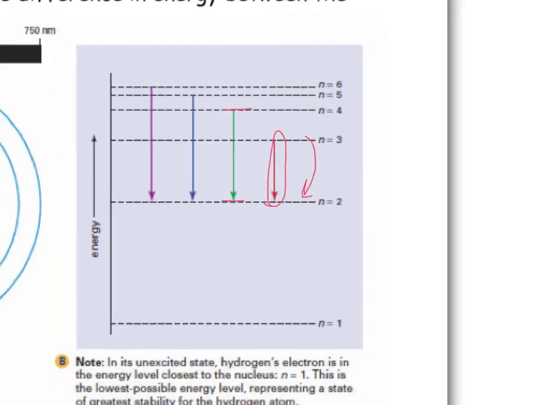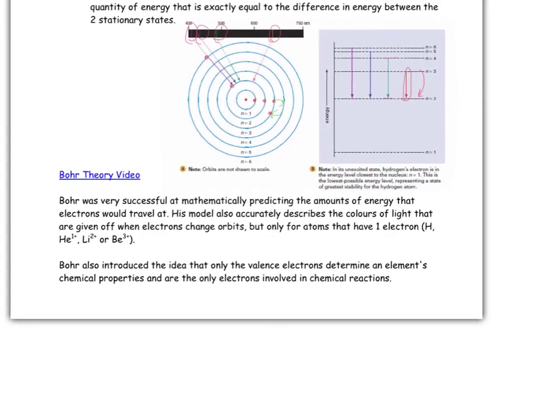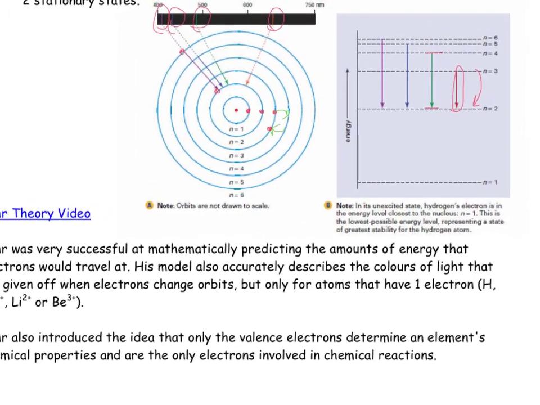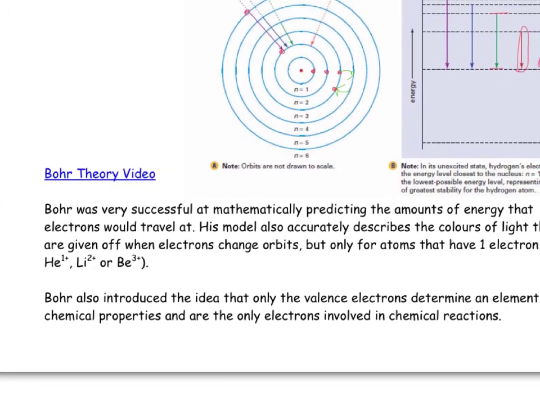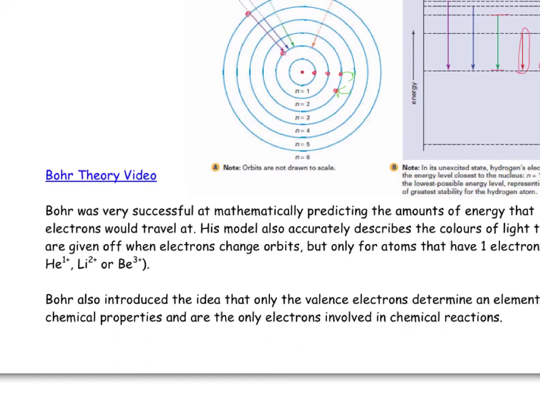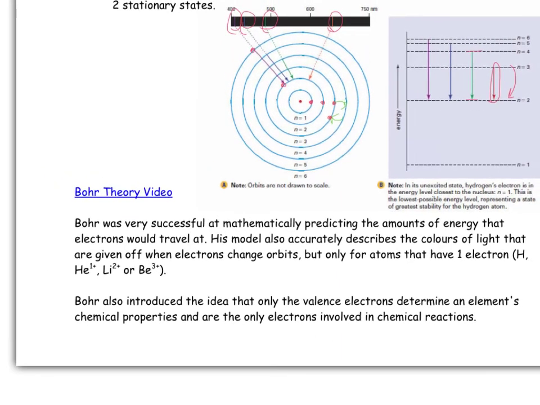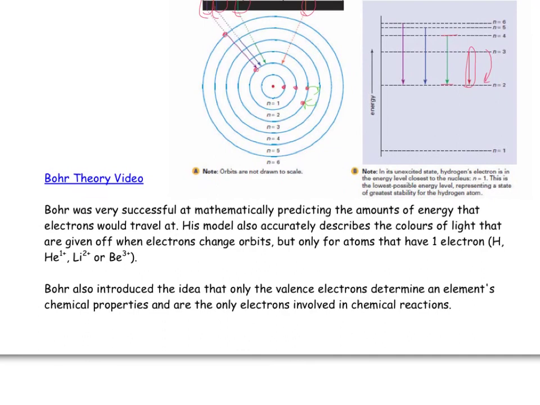So Bohr did a bunch of calculations to figure out what wavelengths of light would be produced if you had electrons moving from different predictable energy levels. And he was very successful at predicting these amounts of energy in these wavelengths of light. The only problem, though, was that his model was only accurate for atoms that had one electron. And so if you look on the periodic table, that's not the majority of elements that are out there. So it only works for hydrogen.